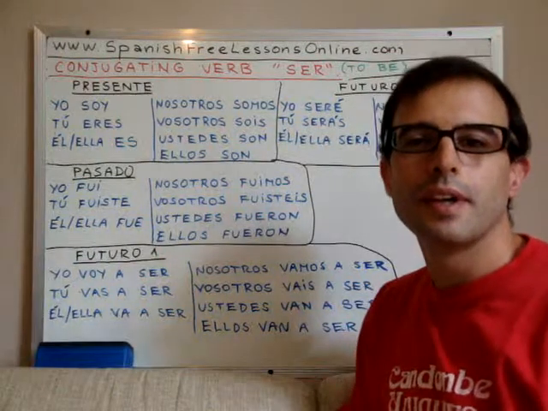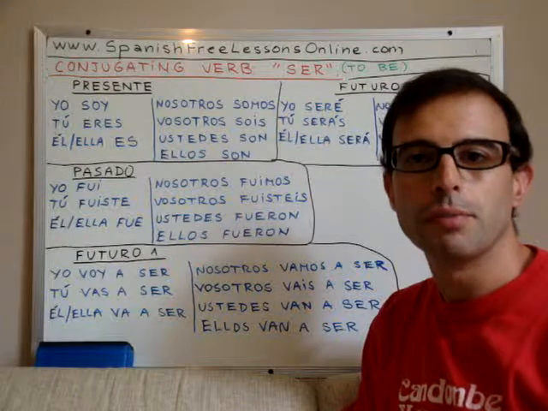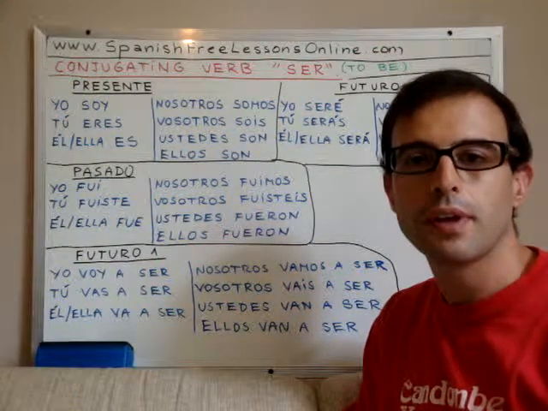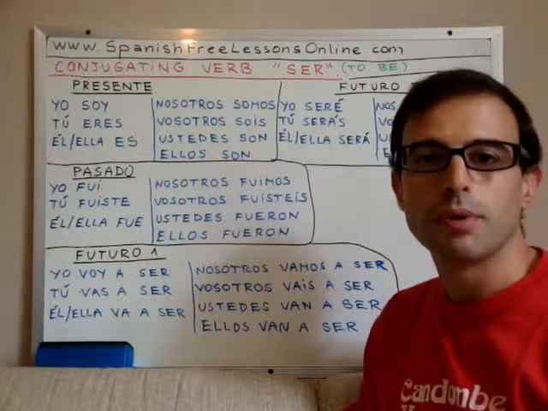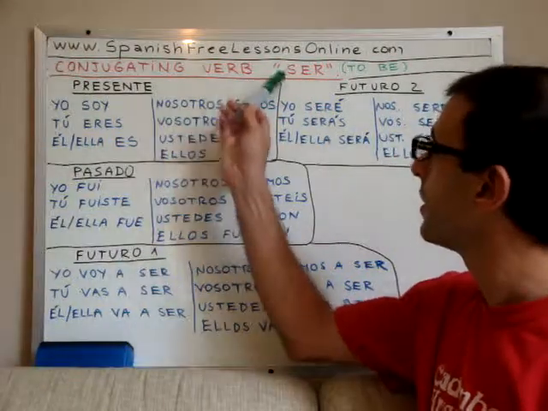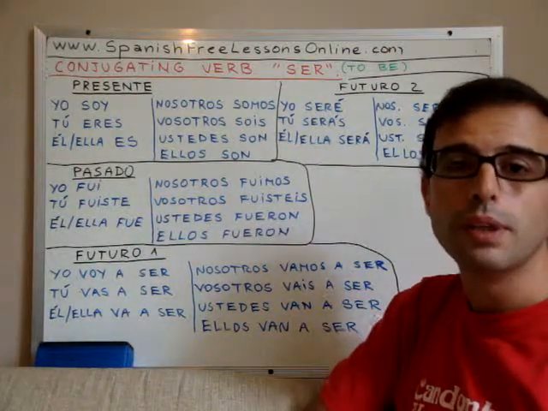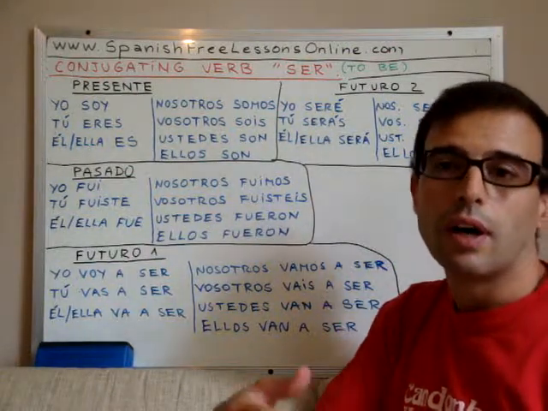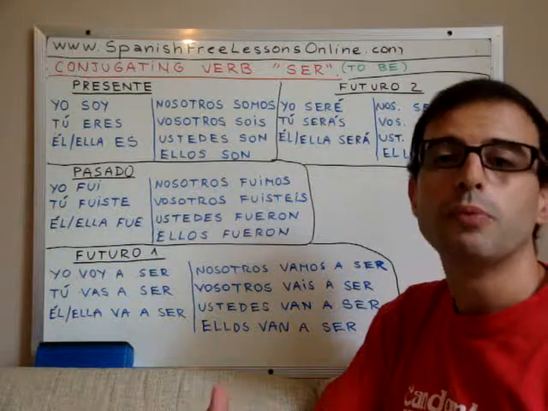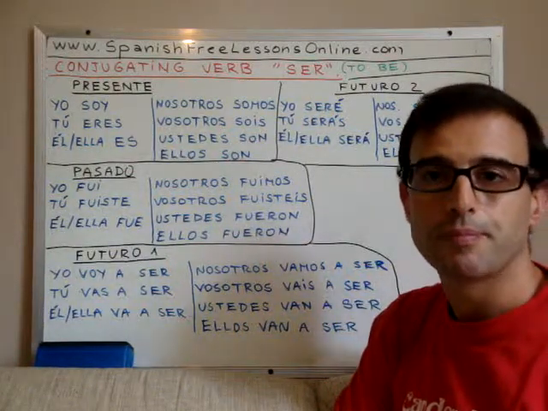Hi, in today's lesson we will see how to conjugate the verb ser. The verb ser is verb to be. The English verb to be is ser. However, the English verb to be has a wider range of meanings than the Spanish verb ser.